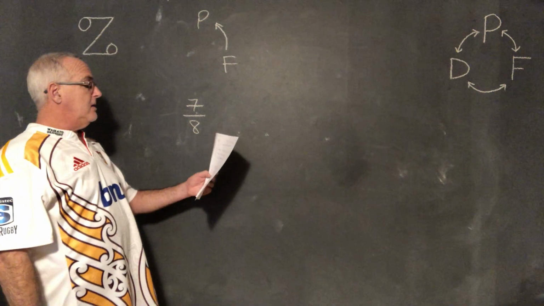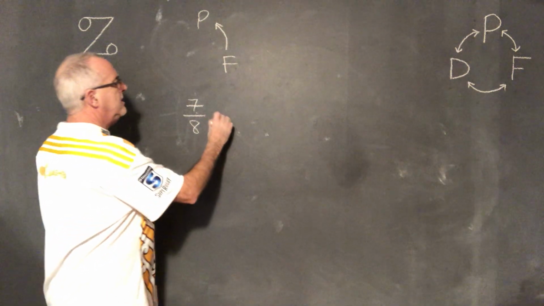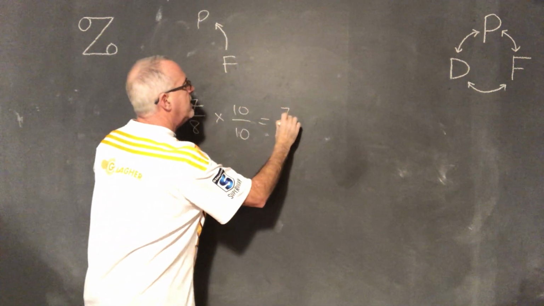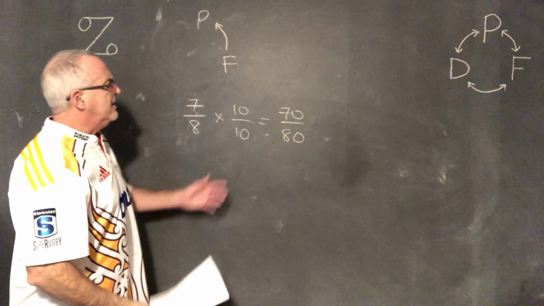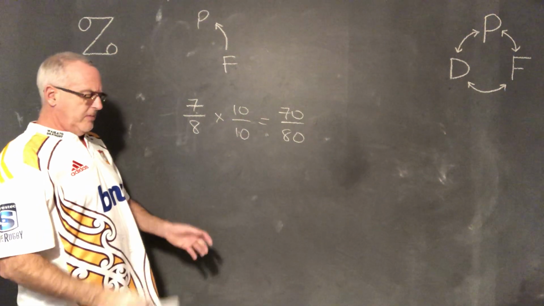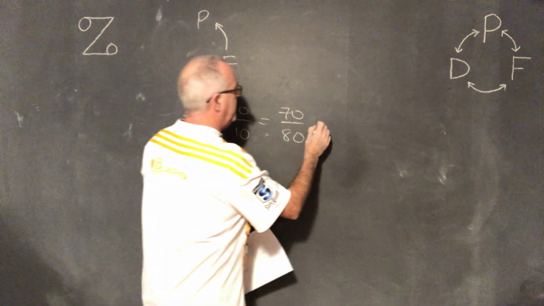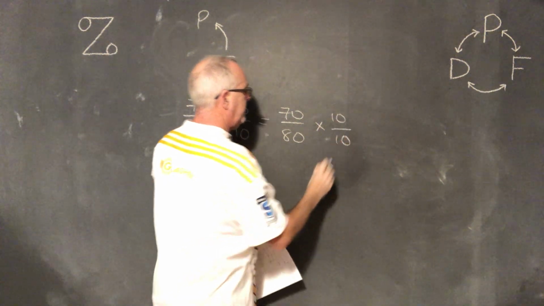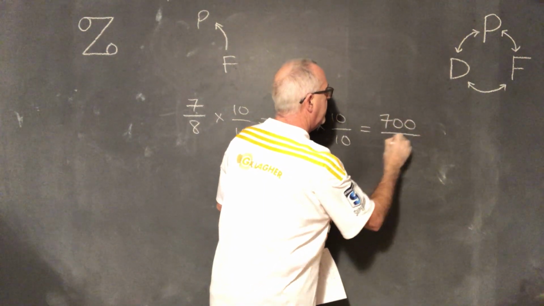But I decided instead, what if I do this? Well, then I get 70 over 80. And I did something, but it's not really necessarily making it easy to convert this into a percentage. And what if I do it again? That turns into 700 over 800.